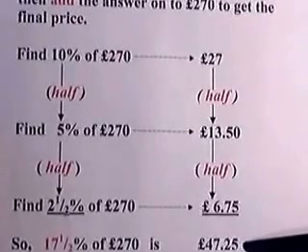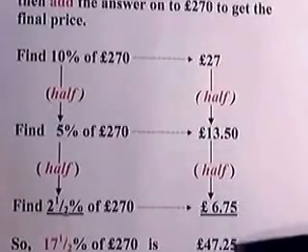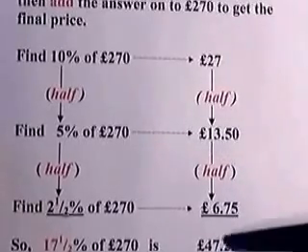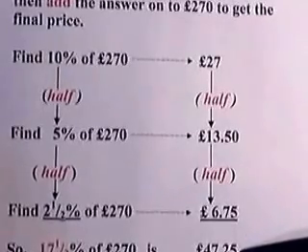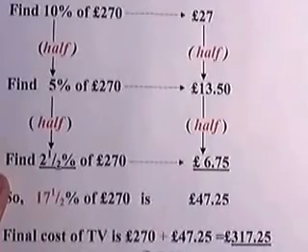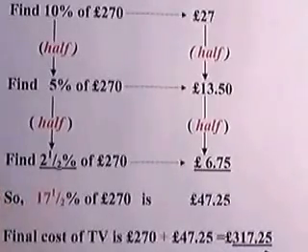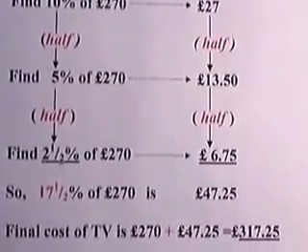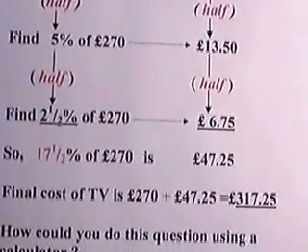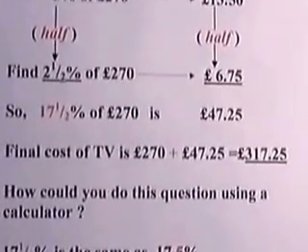We've done that without any use of a calculator, and it's not been really that difficult. All we've done is start off with 10%, take a half, and we've then added up all the answers to get £47.25. Of course, that means that the final cost of the TV will be the original price, £270, adding on the VAT, £47.25, comes to £317.25. Okay, of course this begs the question, how would you do this question if you did have a calculator?